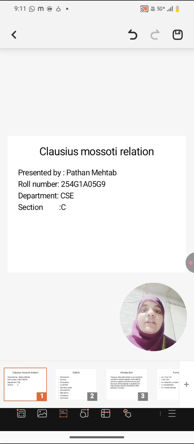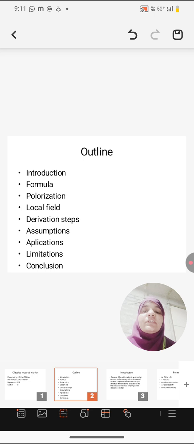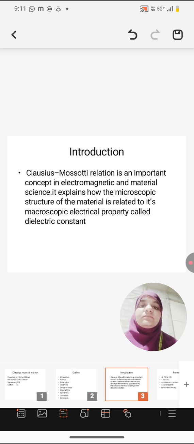I am going to explain about Clausius-Mossotti relation. In this session, we learn about the introduction to Clausius-Mossotti relation, the formula for Clausius-Mossotti relation, what is polarization and how it acts in Clausius-Mossotti relation, and what is local field, what is the importance of local field in Clausius-Mossotti relation, derivation steps, assumptions, applications, advantages and disadvantages of Clausius-Mossotti relation, limitations and conclusion.